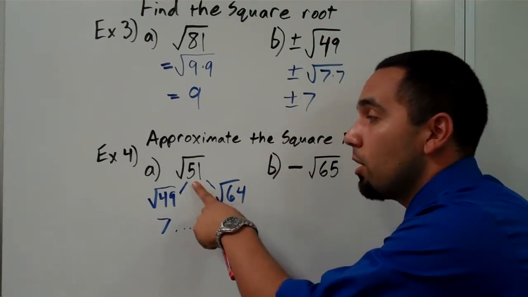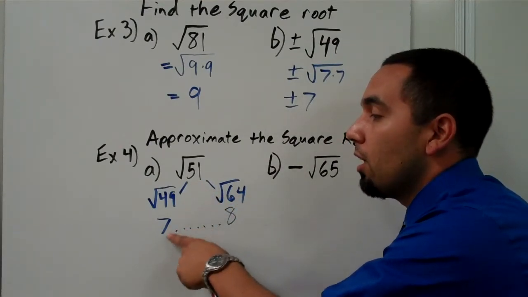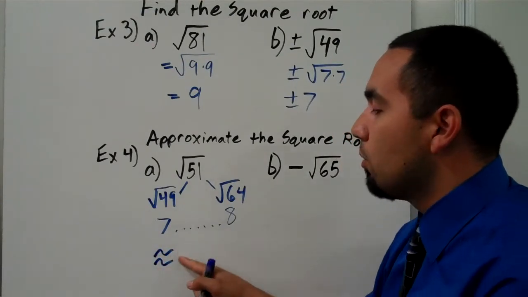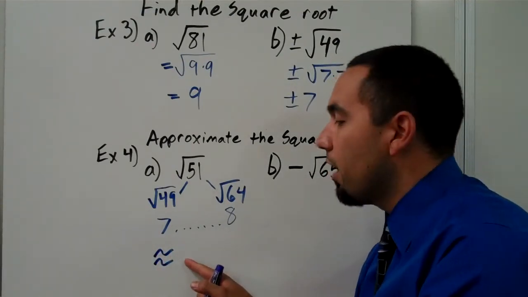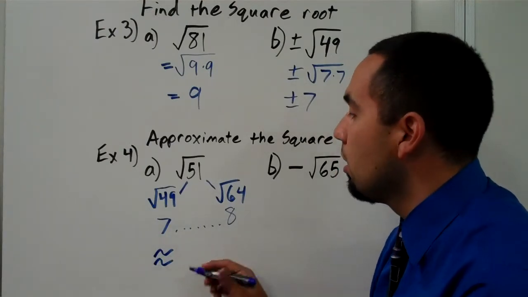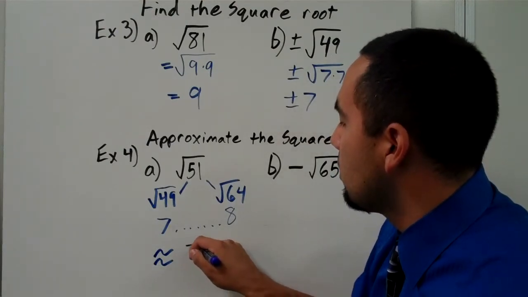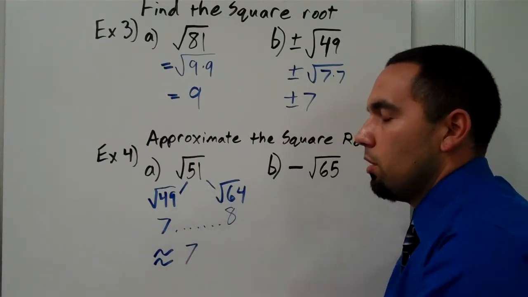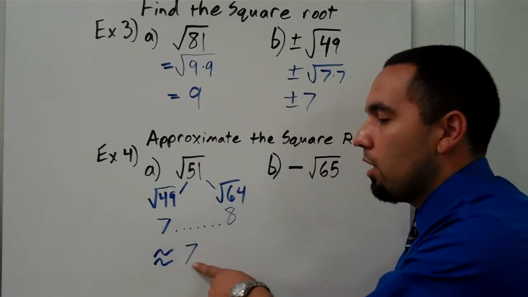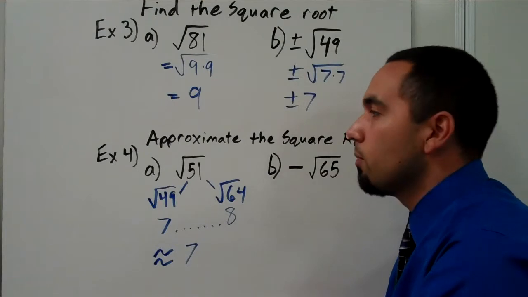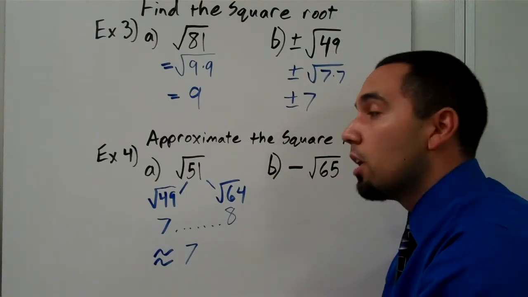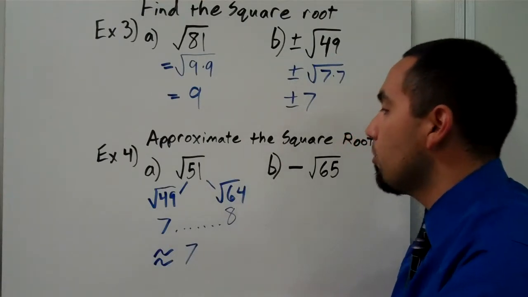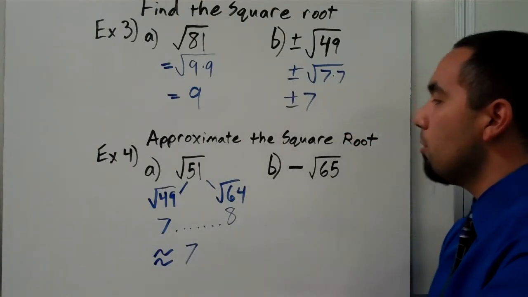So if I'm going to approximate the square root of 51, I'm going to say it's somewhere around, and we use a wavy equal sign for that. It means approximately. So approximately it's 7. And we're just going to choose the number that's closest to it for now. Okay, that's what approximating is. We're getting close to the answer. Later on in the year, towards the end, we'll actually find the exact answer for that. But for now, we're just going to approximate.